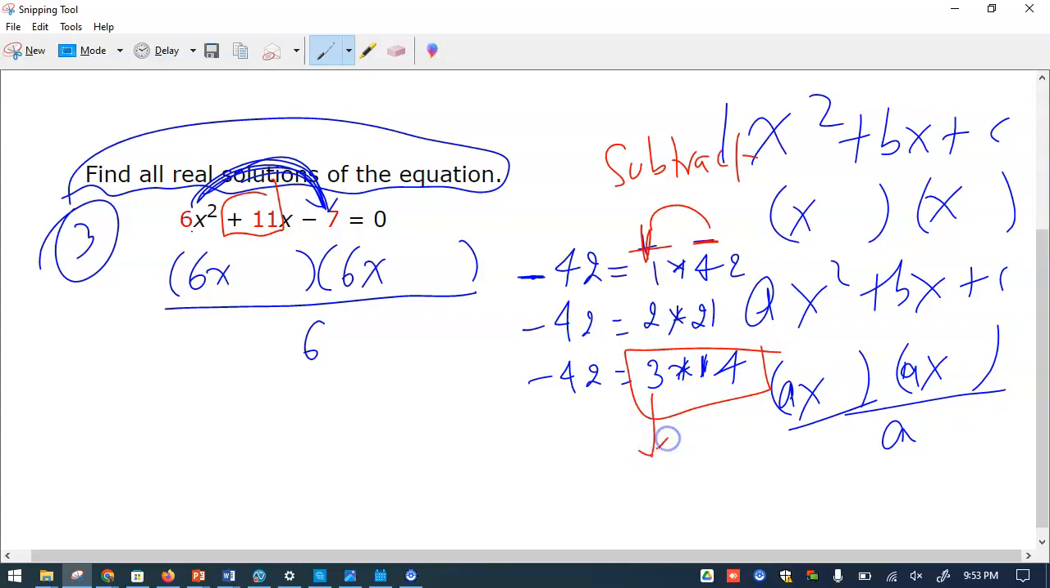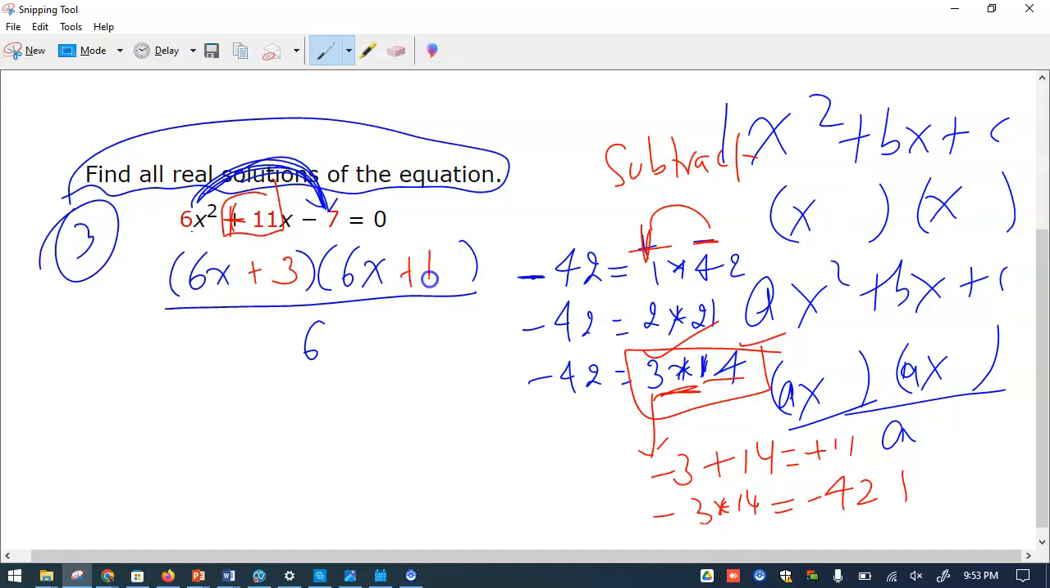So the best is, because there is a plus sign, you're going to use the minus 3 and plus 14, which is plus 11, and minus 3 times 14 will yield minus. So this is the better option. These are the two answers. You just write those numbers, minus 3 and the other one is 14. Once you get this, somehow you have to get away with the denominator.